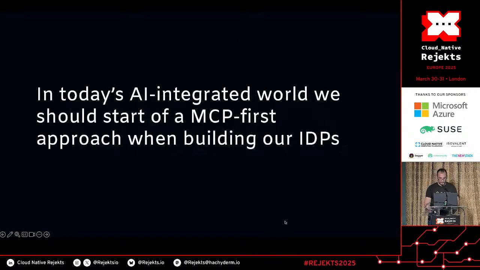We saw the demo. So I would say now, in today's AI-integrated world, we have to accept the fact that we are living in an AI-integrated world. So we should start with MCP-first approaches when we create new applications and everything. We should think first about making it accessible for the AI, for everything which is going to consume us. Before it was the human or REST APIs, now it's AI systems which are going to consume us. And this applies also for IDPs.